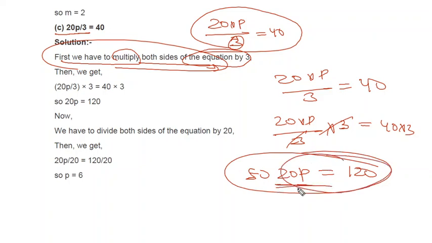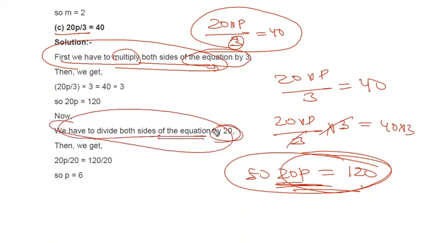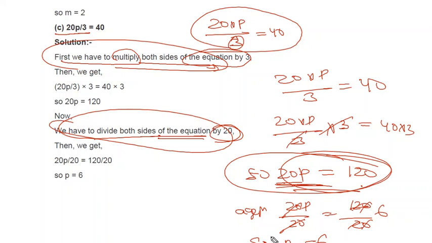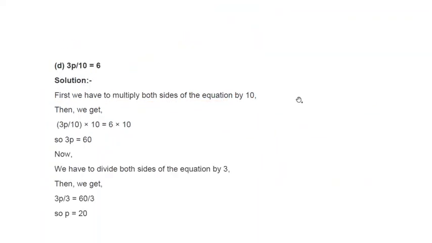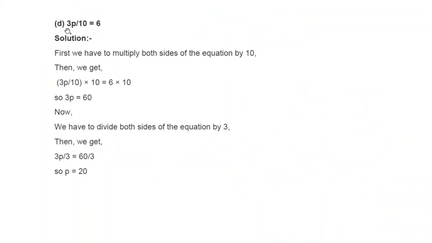Now our equation has not been solved yet, so for that we need to divide both sides of the equation by 20. So 20p divided by 20 is equal to 120 by 20. Now cancel 20. So p will be equal to 6. Therefore p is equal to 6. So this is your solution for this question C. Now we'll see if there is any other question. D is there. C and D are the same.